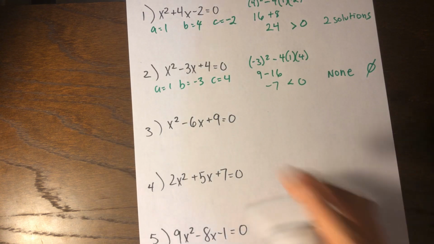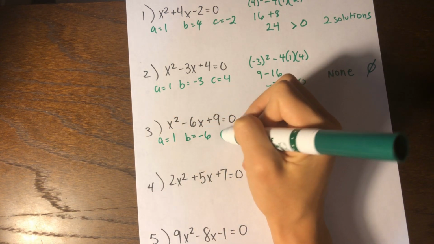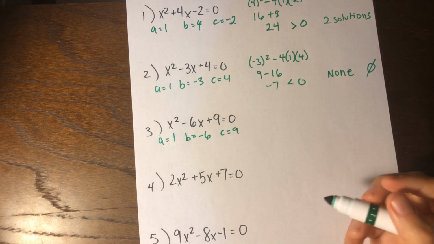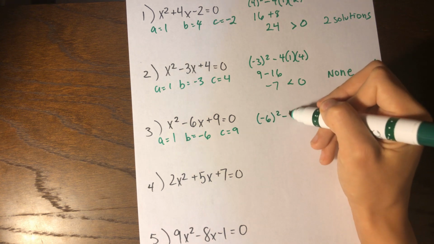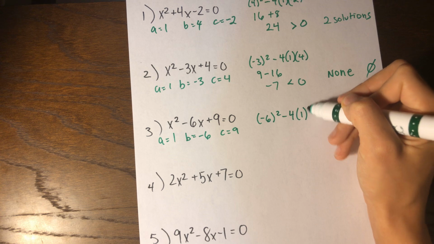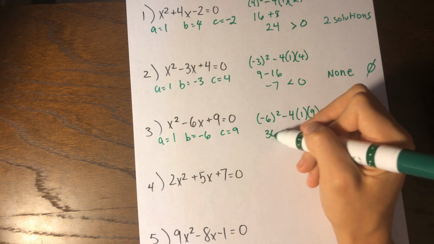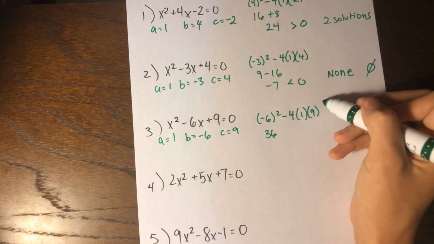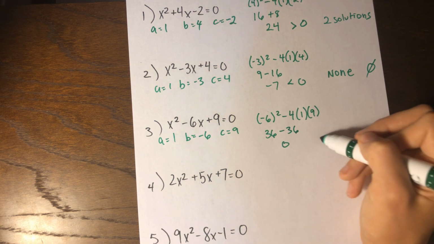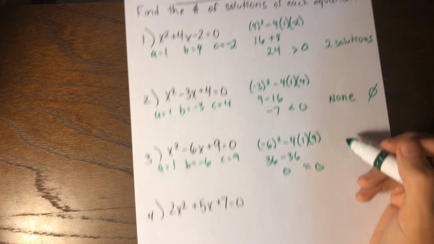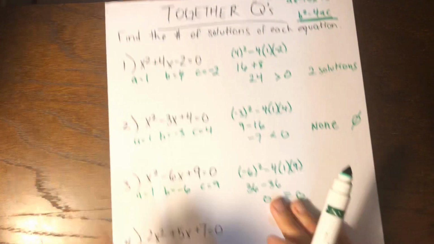Next one. We're doing the same thing. What is A? It's 1. B is negative 6. C is 9. Plugging it into b squared minus 4ac. B squared, negative 6 squared, minus 4 times A, which is 1, times C, which is 9. Negative 6 times negative 6 is 36. And then 4 times 1 is 4, times 9 is 36, so minus 36. So this one's 0. It's equal to 0. And when we saw that it was equal to 0, it's 1 answer. So we just say one solution.